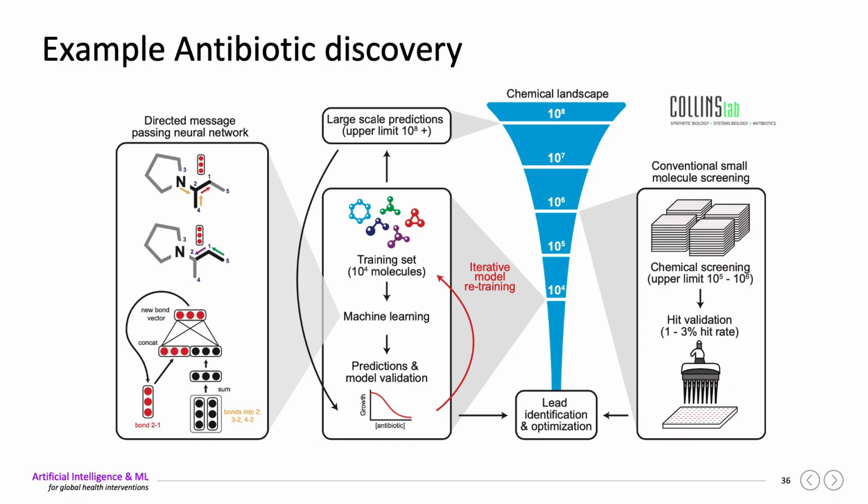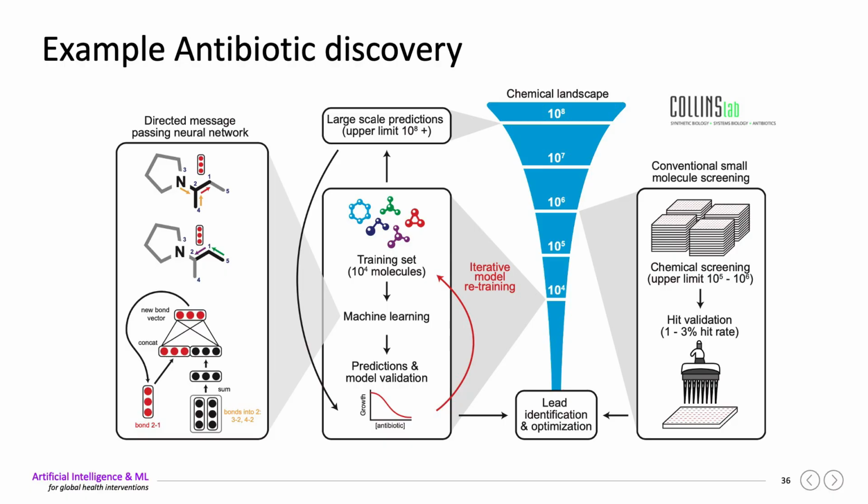On the left is a directed message passing neural network that takes a molecule and builds up bond and atom representations. A new bond vector is formed by concatenation and summation over the molecular graph, exactly the message passing we have been studying. That model is trained on a set of roughly 10,000 molecules, then used to make large-scale predictions across a chemical landscape of over 100 million molecules, with iterative model retraining refining their predictions.